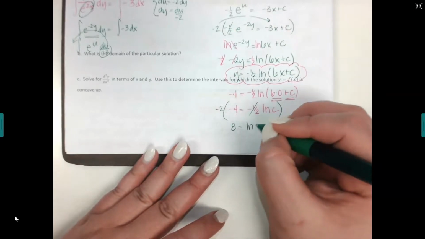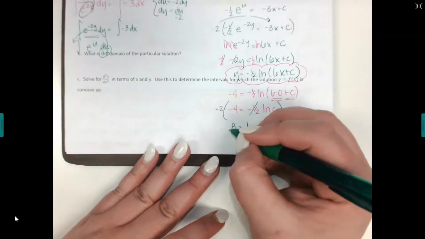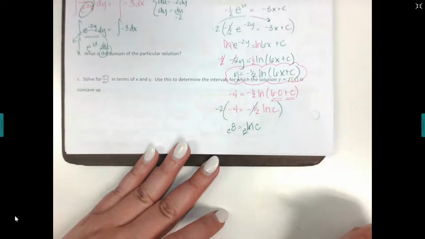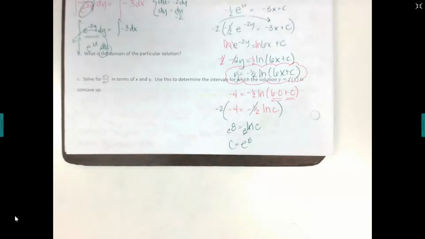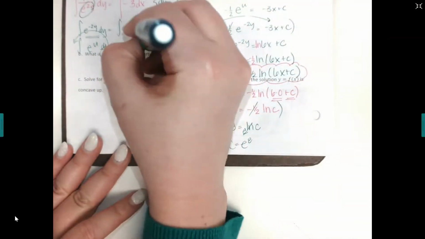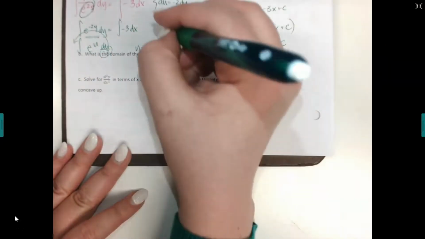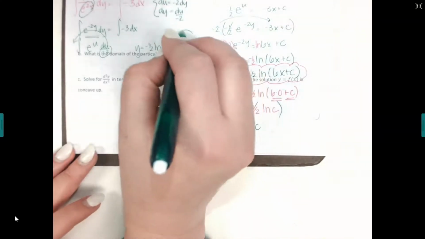And if 8 is ln c, then what is c? What do I do? E to the 8. So then c is going to be e to the 8th power. And then I can come back up here to my general solution, plug that number in. So my solution is y equals negative a half ln 6x plus e to the 8. And that's my particular solution.